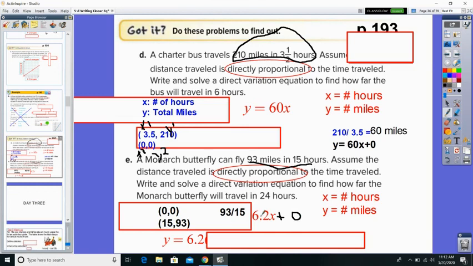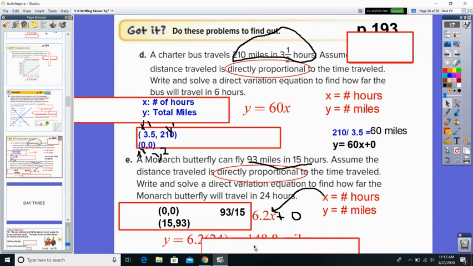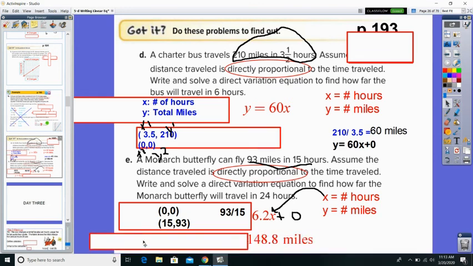Now, it says, write and solve a direct variation equation. Here it is, 6.2x plus 0, to find how far the monarch butterfly will travel in 24 hours. I know that x is my number of hours. So right where that x is, I'm going to plug in a 24. 6.2 times 24. So in 24 hours, that butterfly will fly 148.8 miles.